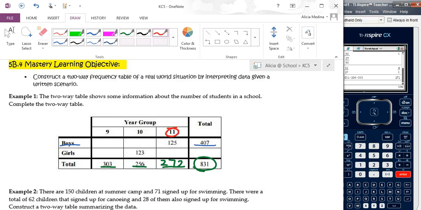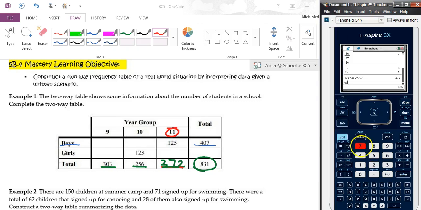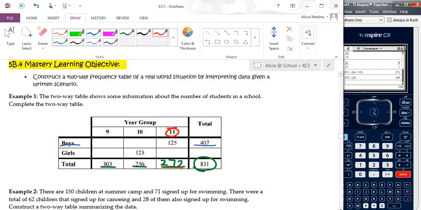Okay, now I'm going to work up a little bit, and I'm going to be focusing on my juniors. I see that I have 125 boys. I need to figure out how many girls there are, but I know that it's going to add up now to 272. So I'm going to take that 272 and subtract the amount of junior boys, which is 125. And that's going to give me 147.